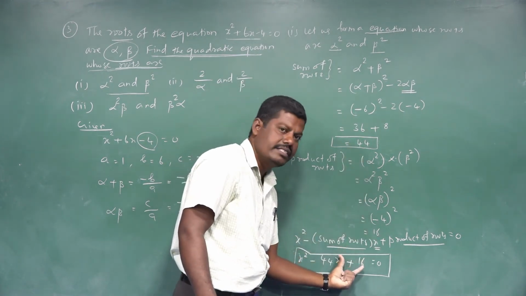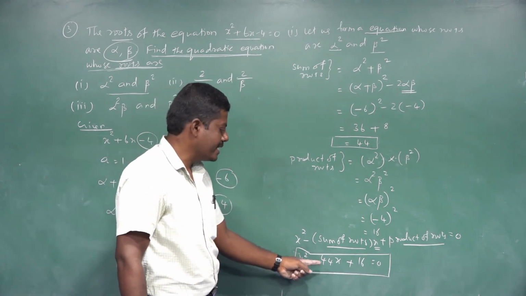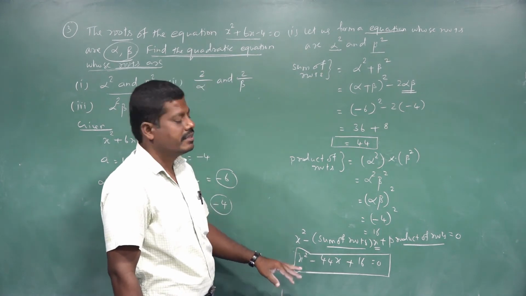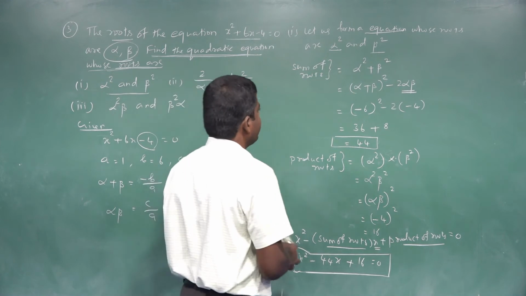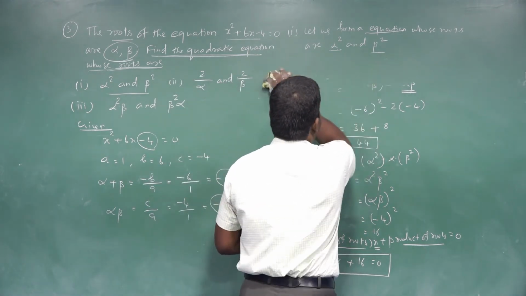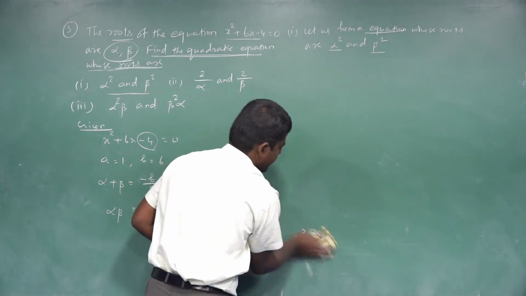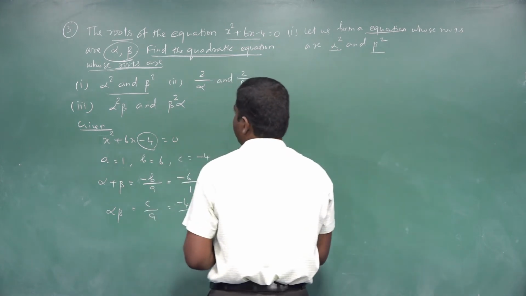Substitute these two values in the general form of a quadratic equation, and we get the quadratic equation x square minus 44x plus 16 equal to 0. This is the answer for our first question. Next we take the second one. Question number 2 we take.